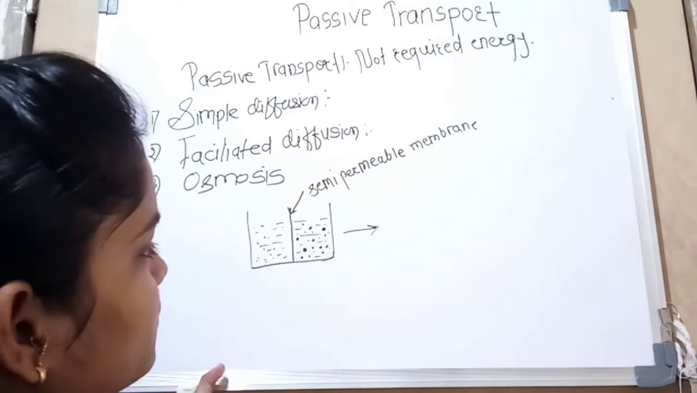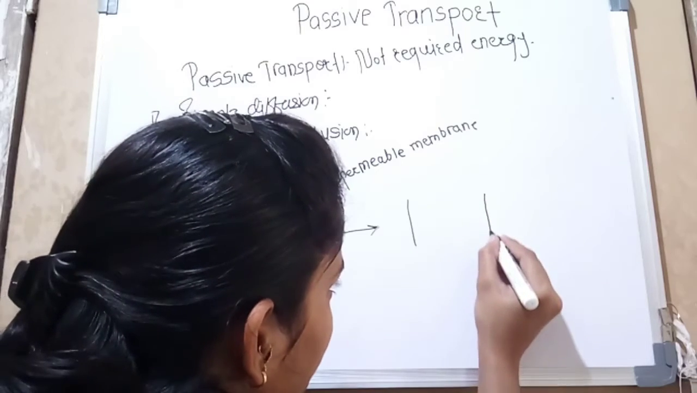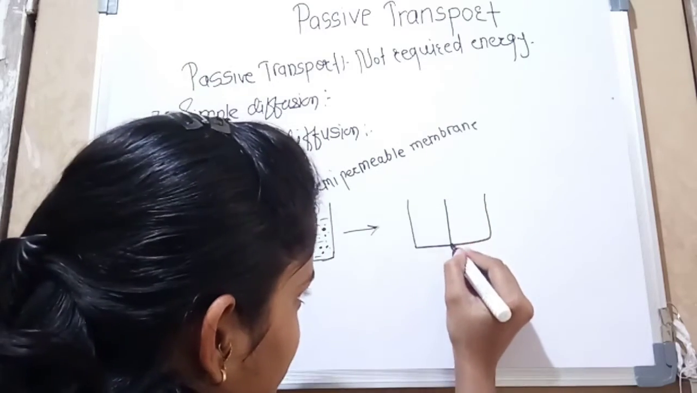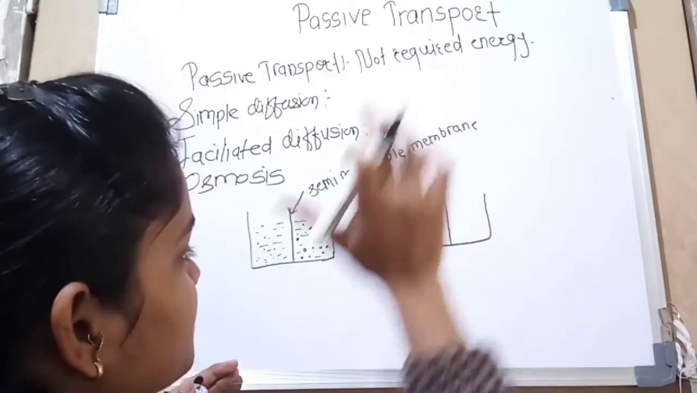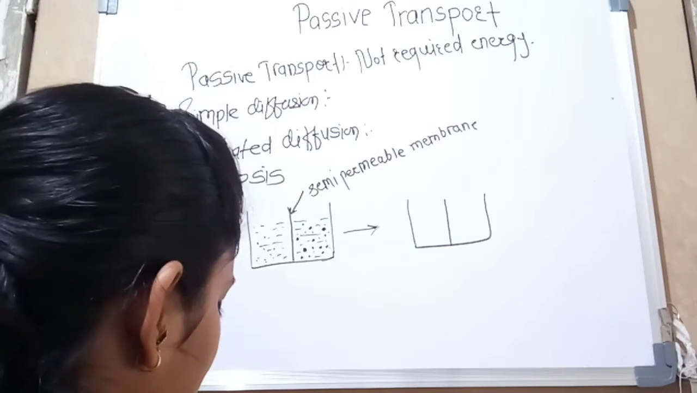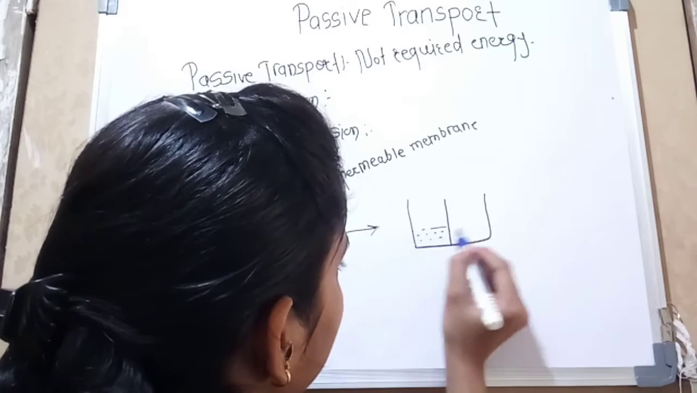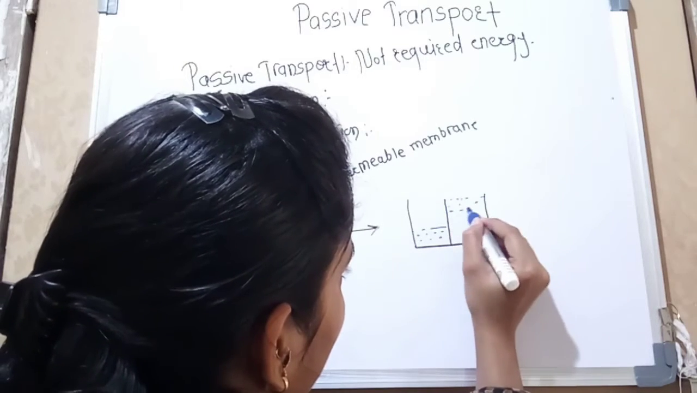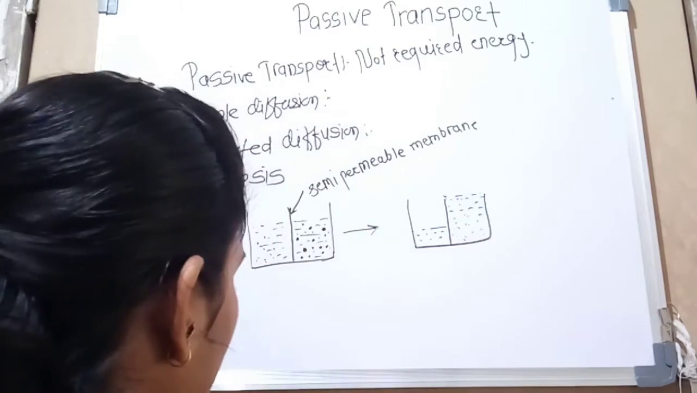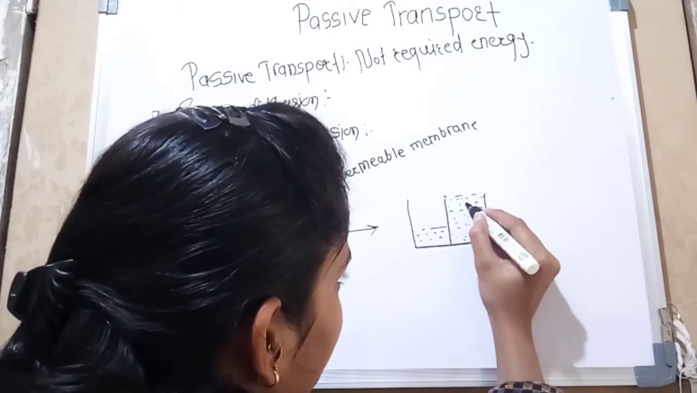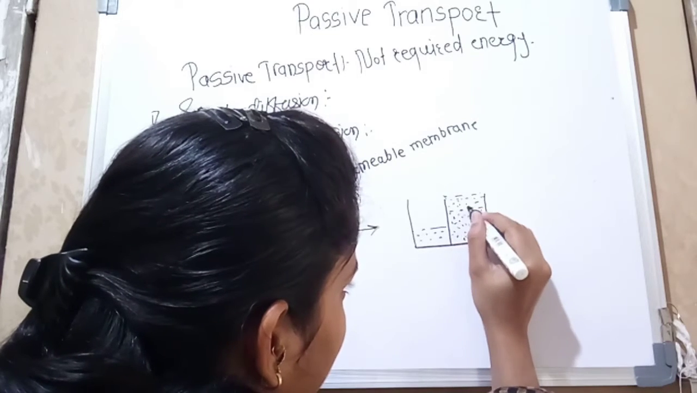So the water molecules move, as I told you, from low solute concentration to high solute concentration. And one important thing is that it is a semi permeable membrane, which does not allow everything, a selectively permeable membrane. So let's see, this blue color is the water. What happens is the water moves from where the solute concentration is less.